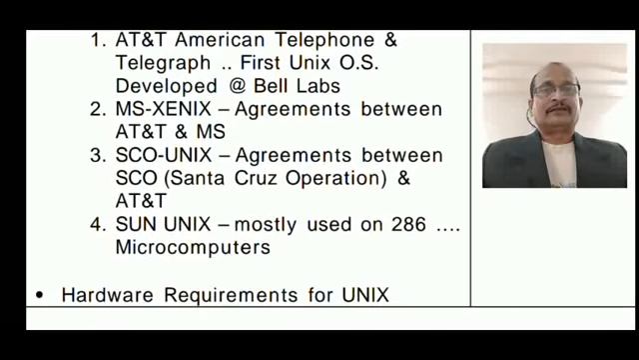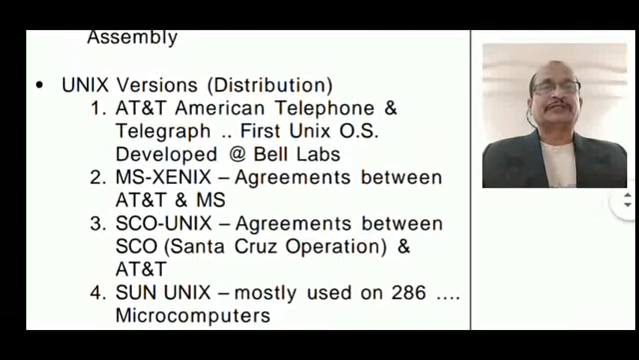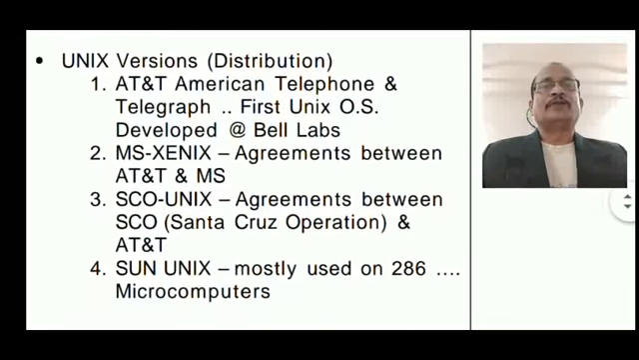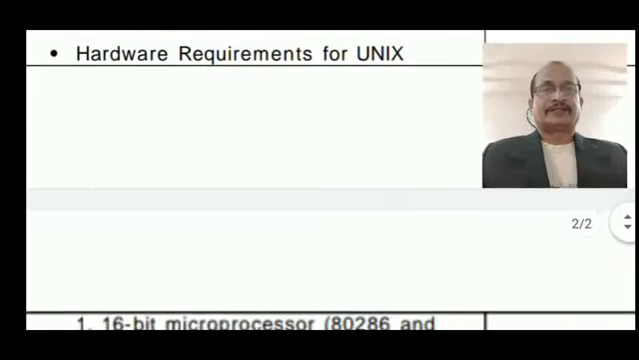Then the next version of the Unix operating system, which was mostly used on 286 microcomputers or more, that is 286, 386, 486, Pentium, and so on, is the Sun Unix. These are the distributions or the various versions of the Unix operating system.